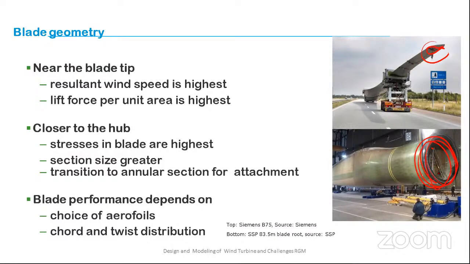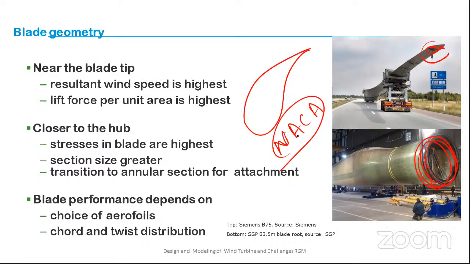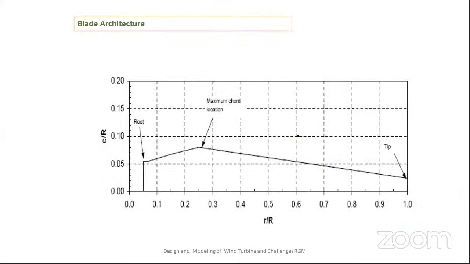Okay, and blade performance depends on the choice of aerofoil and what kind of aerofoils you have. I mean the NACA series, National Advisory Committee for Aeronautics. NACA, so many families are there. You can also design your own families, choice of airfoils, and how the chord and twist distribution is for the entire blade. So this will change the efficiency of the blades, right?